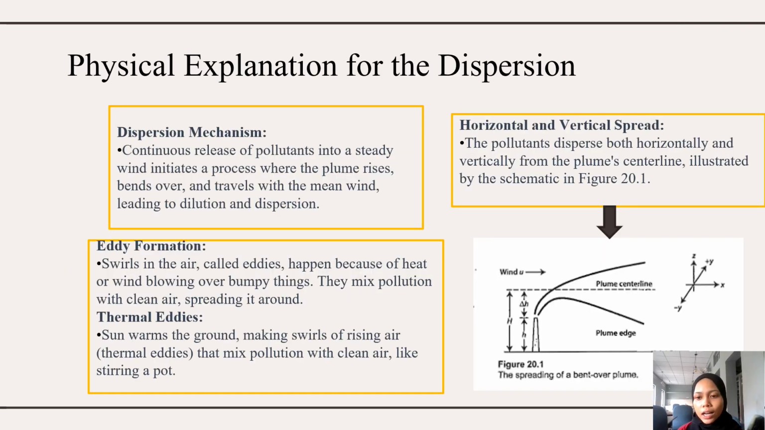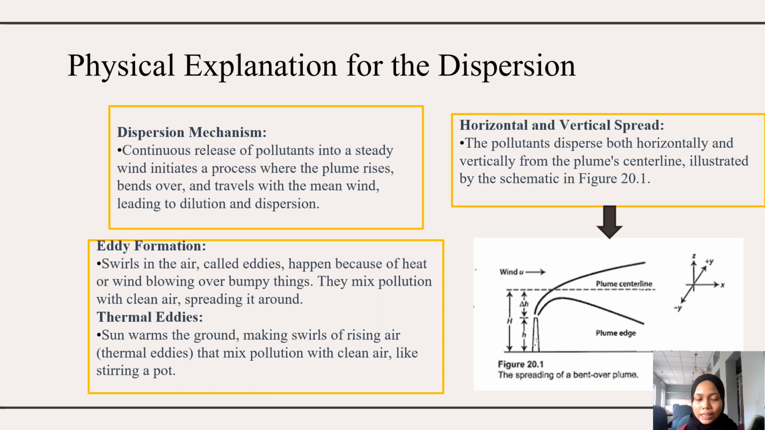So next, I will explain the physical explanation for the dispersion. The mechanism of the dispersion is that it will continuously release the pollutants into a steady wind and initiate the process where the plume rises, bends over and travels with the mean wind. And in eddy formation, or what is called swirl in air, it happens because of the heat or wind blowing over bumpy things, and it will mix the pollutants with the clean air and spread them around.